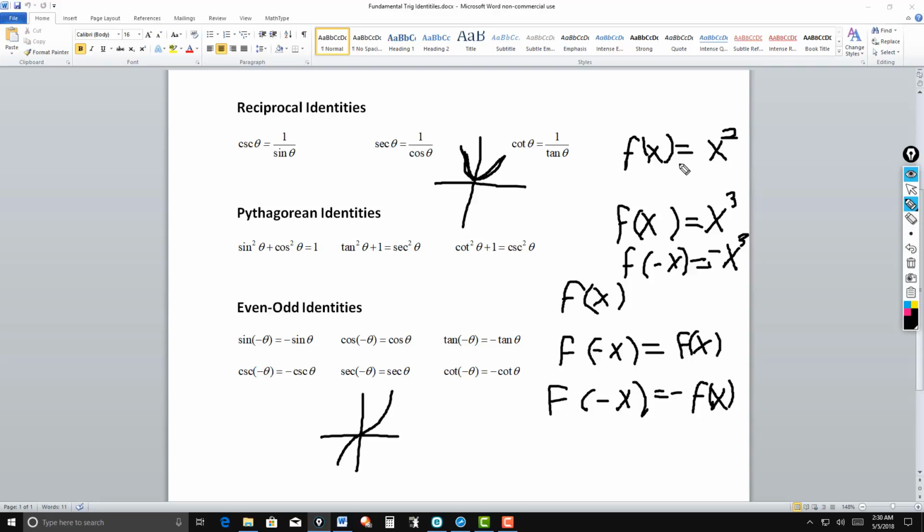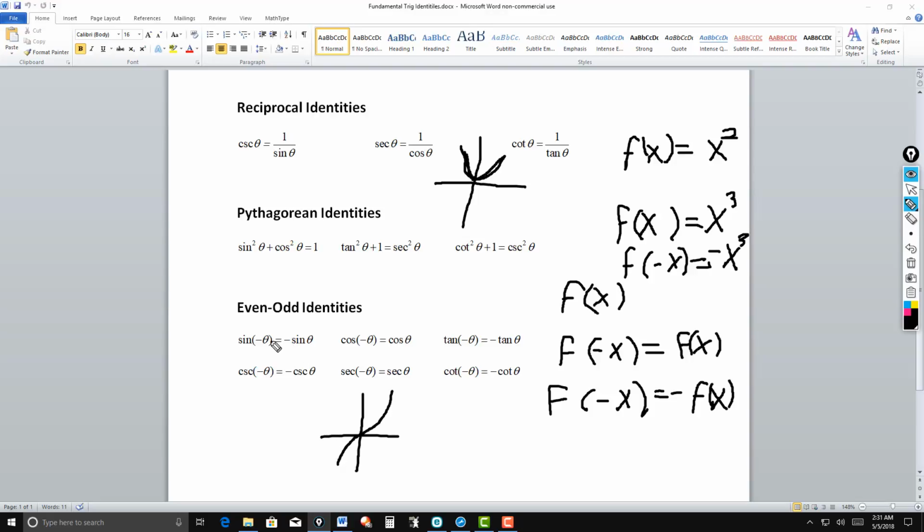So again, even functions like f of x equal to x squared will be symmetric. The graph will be symmetric with respect to the y-axis. And odd functions like f of x equal to x to the third will be symmetric with respect to the origin. So we will rotate this, say, 90 degrees. I'm sorry, 180 degrees. I get the same thing back.